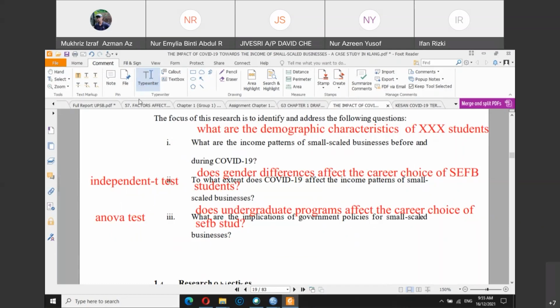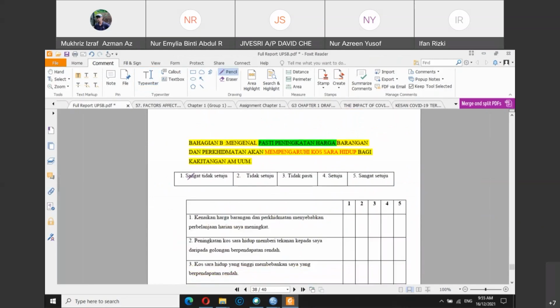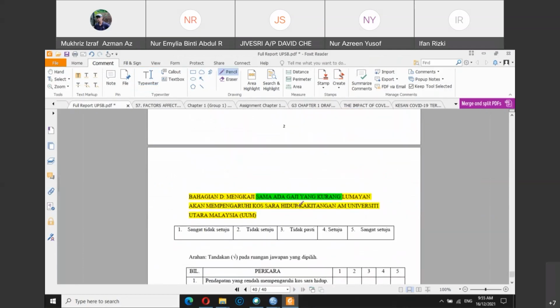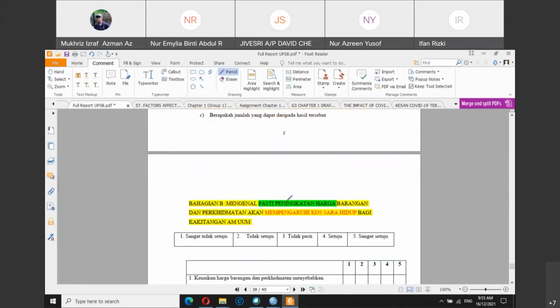Okay, following thesis number 57 just now, there are 4 factors that affect career choice. If you look at this particular project from this student, the student has identified 3 factors, B, C, and D: salary, debt, and increase in prices, which will affect the cost of living. So there are 3 factors that the student has identified which influence the cost of living.